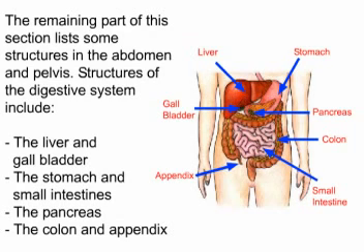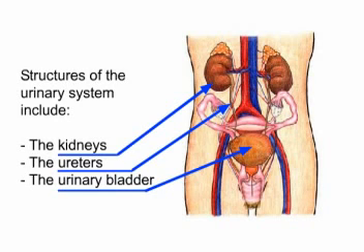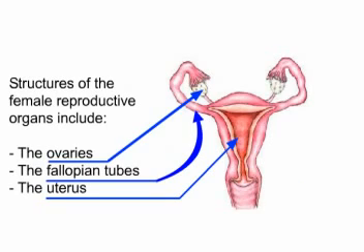Structures of the digestive system include the liver and gallbladder, the stomach and small intestines, the pancreas, the colon and appendix. Structures of the urinary system include the kidneys, the ureters, the urinary bladder. Structures of the female reproductive organs include the ovaries, the fallopian tubes, the uterus.